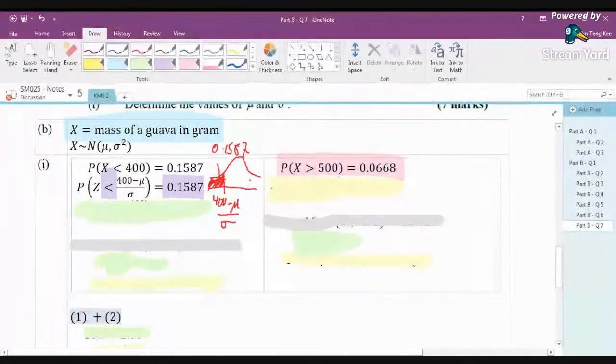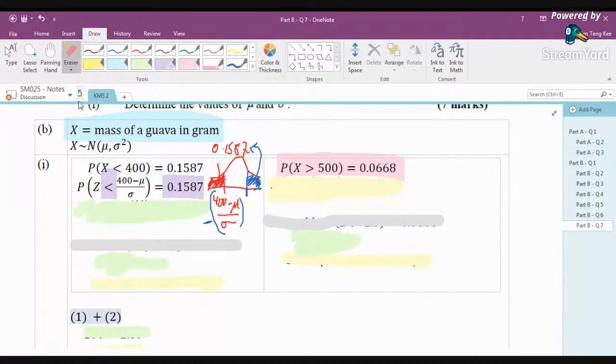This region cannot use the statistical table. I want to find the corresponding region on the right, which also gives the same value. And this corresponding Z will be this value with opposite sign. As a result, this is what I have. The blue region happens to be Z greater than the negative of the one in red here.